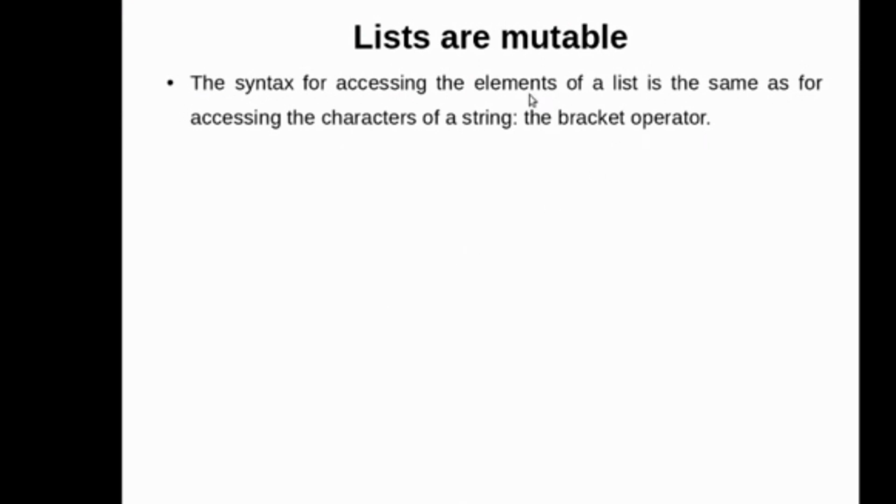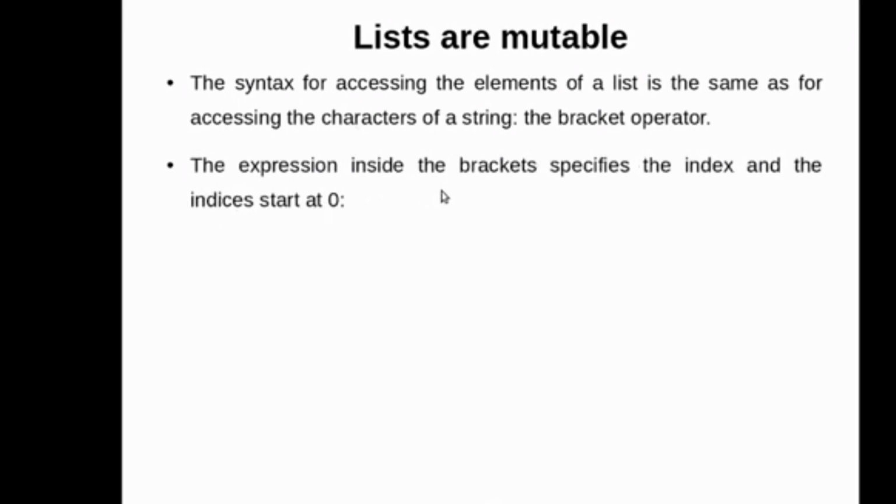The syntax of accessing the elements of a list is the same as that of a string. Means how do we access the character in a string? Similarly, we can access elements of a list. The expression inside the bracket specifies the index, and the index starts with 0. As usual, in case of string, even it was starting with 0. So here, if we see print forest of 0, obviously the first element in the forest was trees, so it has to print trees.